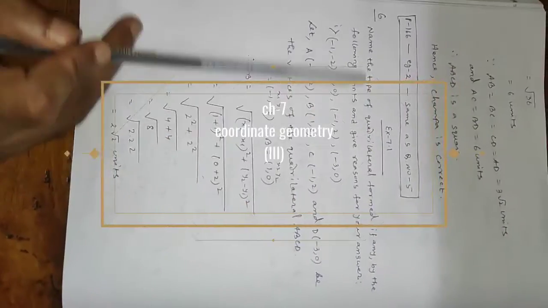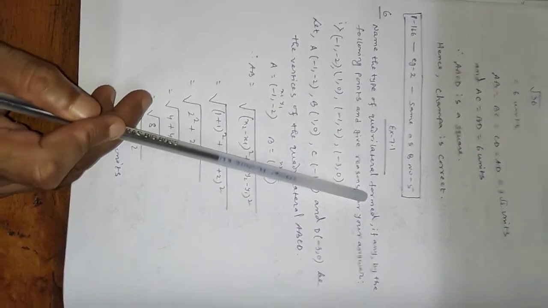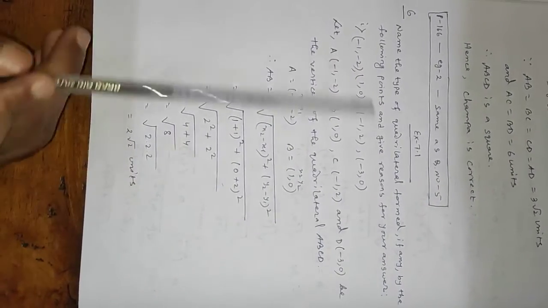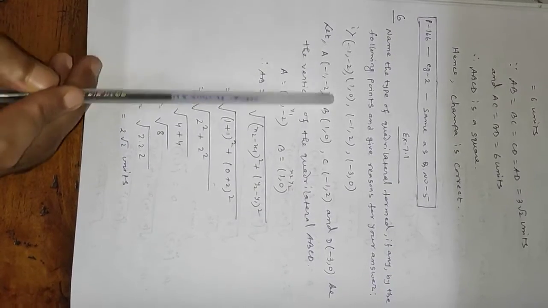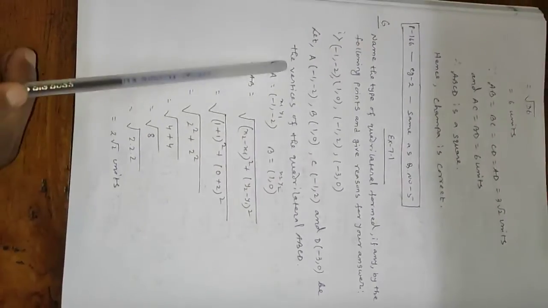Exercise 7.1, question number 6. Name the type of quadrilateral formed, if any, by the following points and give reasons for your answer. First question, 4 points are given. Let A, first one, second one you can mark by B, C, D, be the vertices of the quadrilateral ABCD.